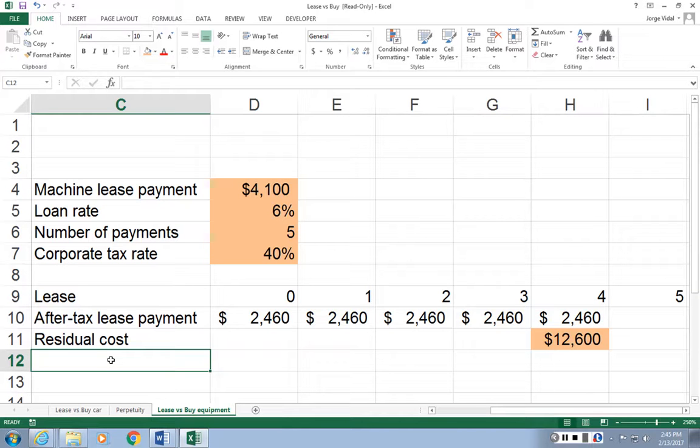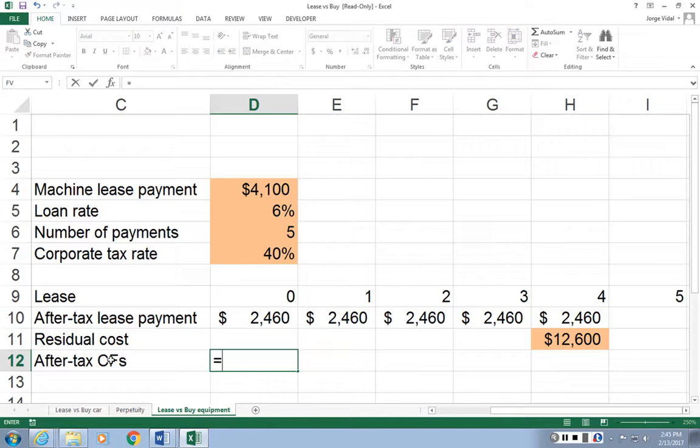Now, how is the company going to pay for that? In 5 years, they're going to have to find out whether they have the cash, or they will be using a loan, or they're going to renew the lease. But all we know today is that the number is right there. So after-tax cash flows will be equal to that plus that one. And then we can copy the equation.